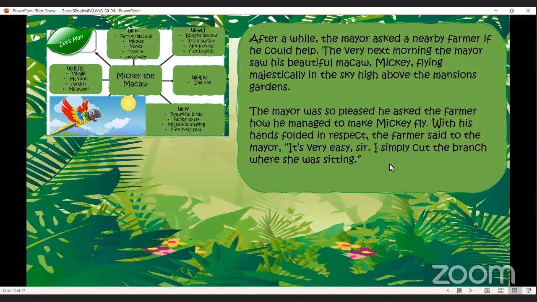Okay. After a while, the mayor asked a nearby farmer if he could help. The very next morning, the mayor saw his beautiful macaw Mickey flying majestically in the sky high above the mansion's gardens. And then there's a space. The mayor was so pleased, he asked the farmer how he managed to make Mickey fly. With his hands folded in respect, the farmer said to the mayor, "It's very easy, sir. I simply cut the branch where she was sitting."